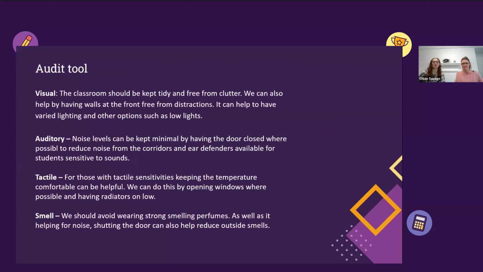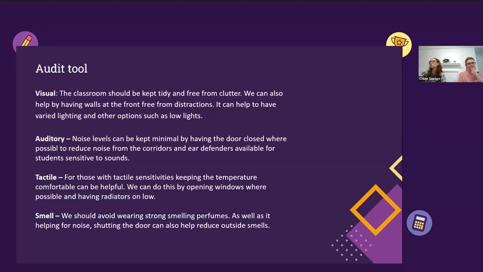So at the school that we work at, one of the things that we do to try and help with the universal provisions is an audit tool, which is evidence-based from the capable environments framework. Basically it touches on different areas, different senses. I'll just give you a few examples. For the visual, generally we try and make it reduced visual stimulus, and then the more personalized things would be for people who are more hypersensitive.